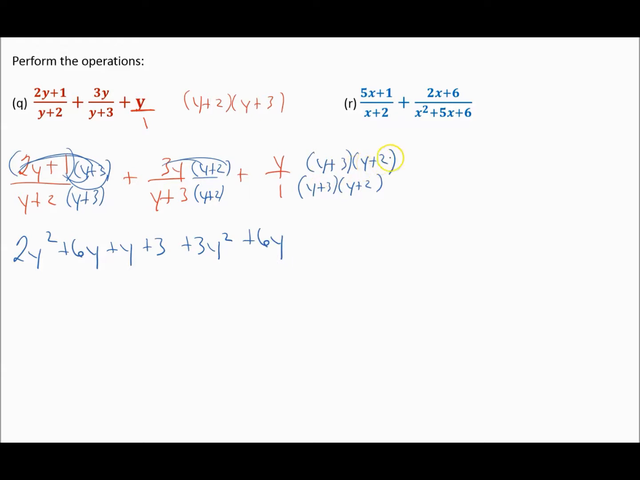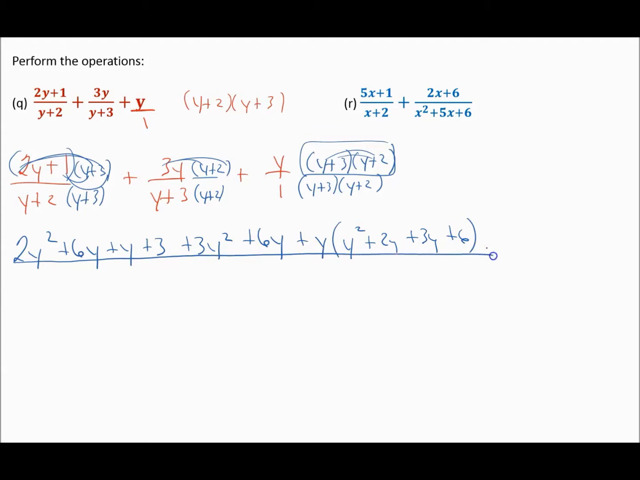And then we have a lot going on down here, folks. So we have plus y. I'm going to multiply this out first. So y times y is y squared plus y times 2 is 2y plus 3y plus 6. And that is all over our common denominator of y plus 2 times y plus 3. Look at that. And we still have more to do because we have to distribute that inside.